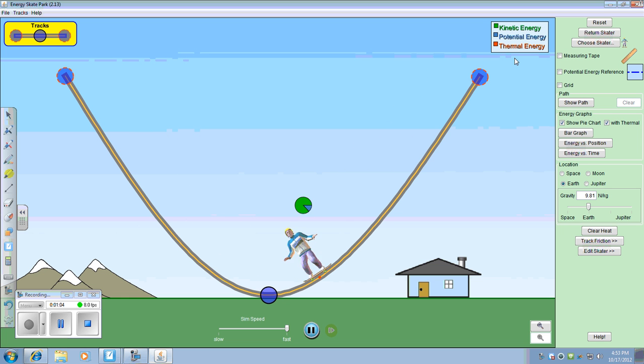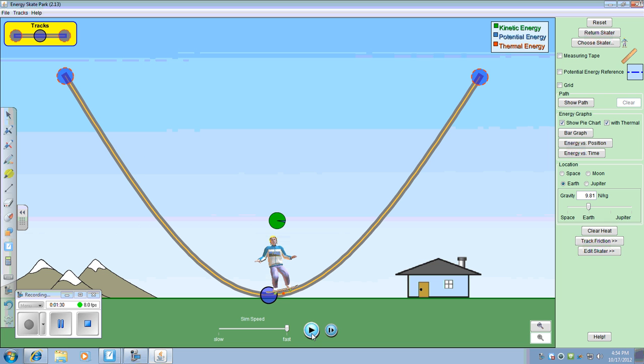Potential, kinetic, potential, kinetic. And really we're just seeing a transfer from one form of energy to the other. And if I pause him, we can see that most of his energy at the top is potential. Most of his energy at the bottom is kinetic. And right now this should really be a review from last year.